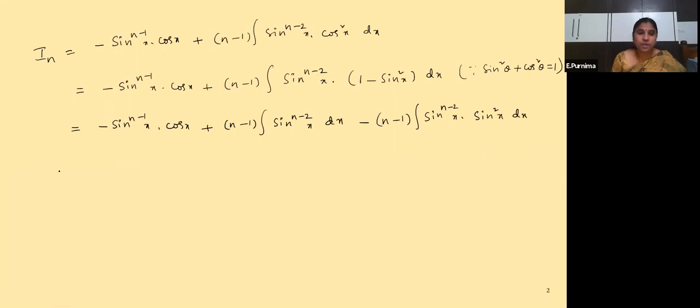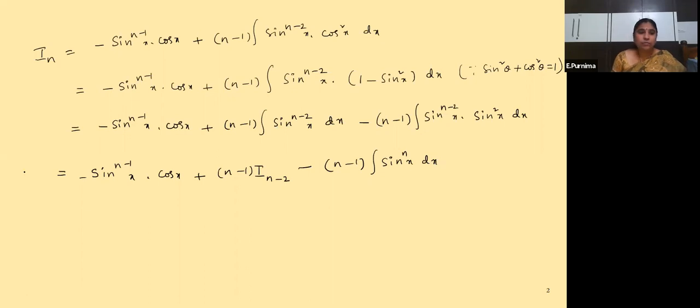Okay. Now which is equal to minus sine to the power of n minus 1 x into cos x plus n minus 1 into, now if you observe here, our given function is integral of sine to the power of n x, so it is considered as In. So in place of n here we have n minus 2. So can I write it as I n minus 2? We can write it as I n minus 2 minus n minus 1 into integral. Again here the bases are same. When you add the powers, minus 2 plus 2 is cancelled. We are left with sine to the power of n x.